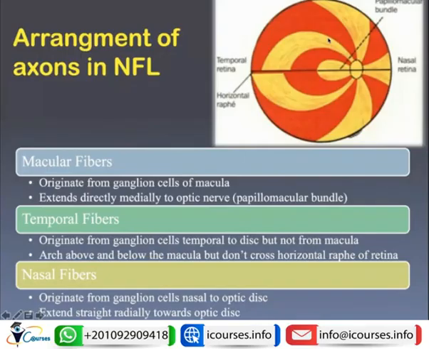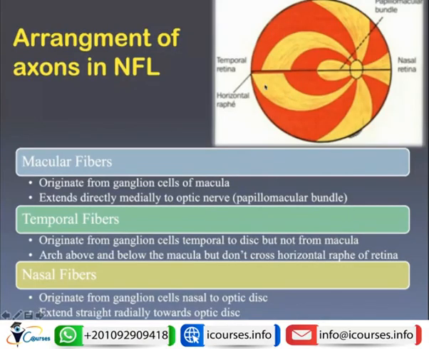The arrangement of the axons of the nerve fiber layer takes a specific configuration. So if this is the optic disc, and this is the horizontal line, and here are the fovea and the macula, the nerve fiber layer arising from the ganglion cells present in the macula will emerge directly from the macula toward the nasal edge of the optic disc, and this will form what's called the papillomacular bundle. So again, the nerve fibers of the ganglion cells will emerge directly to the optic disc, forming the papillomacular bundle.